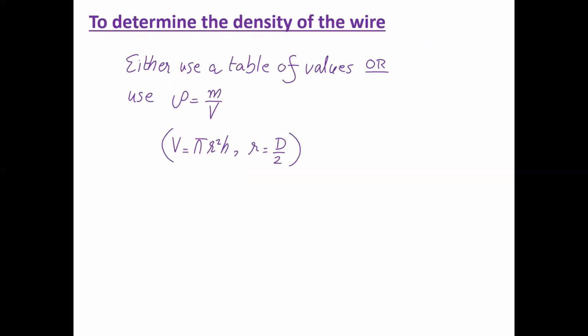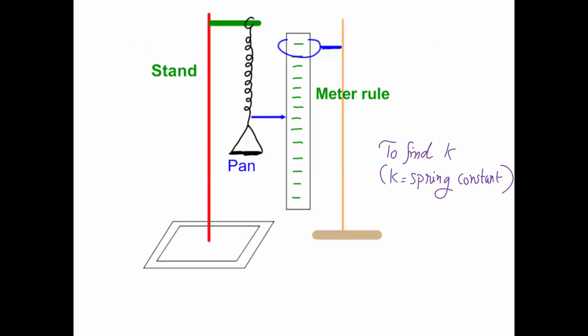So this is the coiling of the wire. Now this is going to be the main apparatus to find the value of K. So now copy this apparatus.